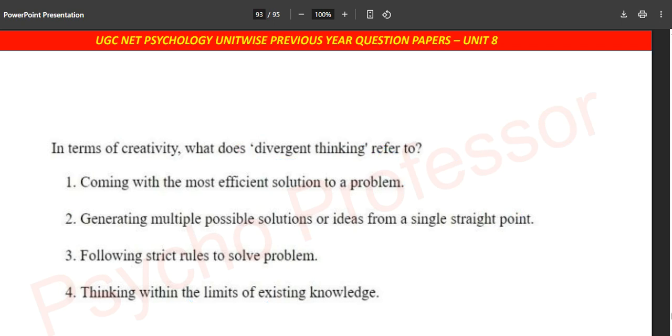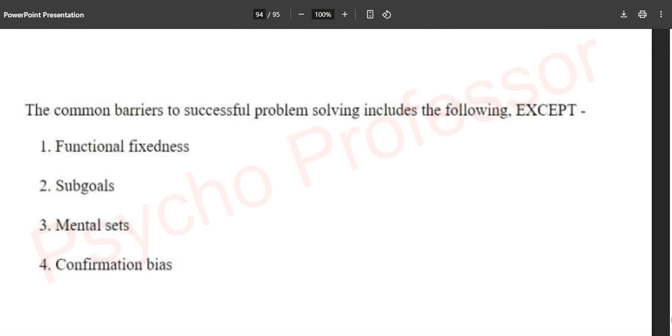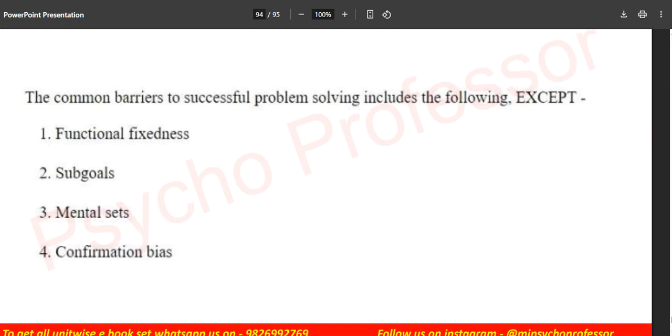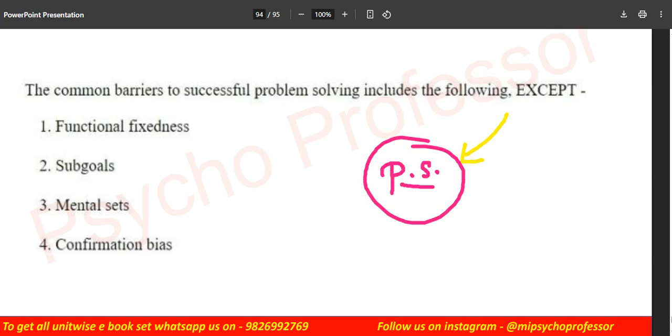Now moving forward to the next question, I think this is going to be the last question. Yes, it is. The common barriers to successful problem solving include the following except. Okay, now what is problem solving? Problem solving is something where you are going to solve a particular problem. Okay, you don't have a bike or a car in your home, so you will earn a lot of money and you will buy a bike and car.